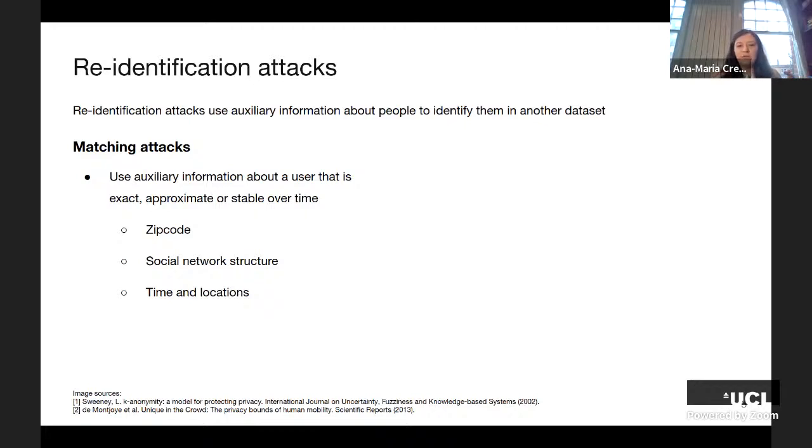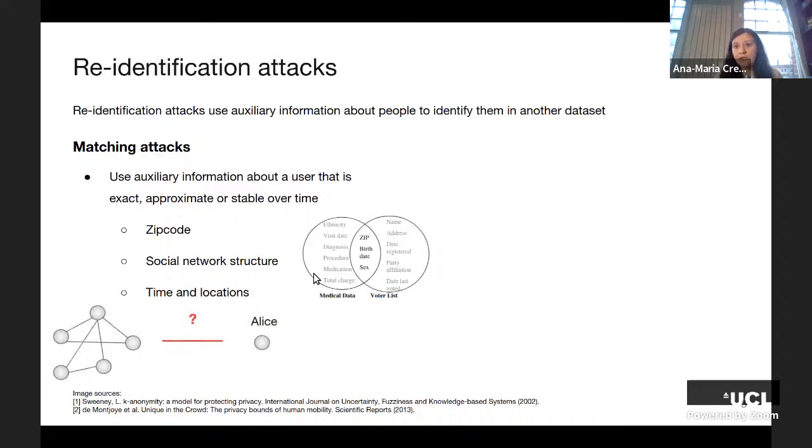Re-identification attacks basically use auxiliary information about someone in order to identify them in a data set. Most of the existing work falls into what we will call matching attacks. The idea of a matching attack is that the auxiliary information available about the user is either exact or slightly noisy and is usually stable over time. For instance, zip code: the famous re-identification of Governor Weld by Latanya Sweeney used, among others, the zip code of a person, and this information tends to be stable, at least across short periods of time.